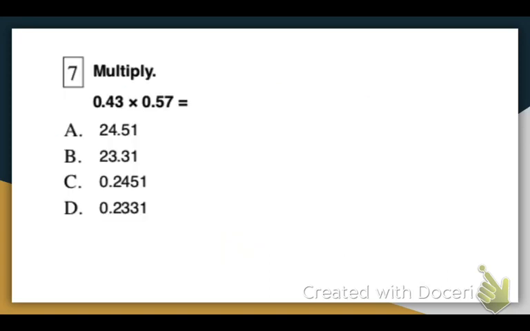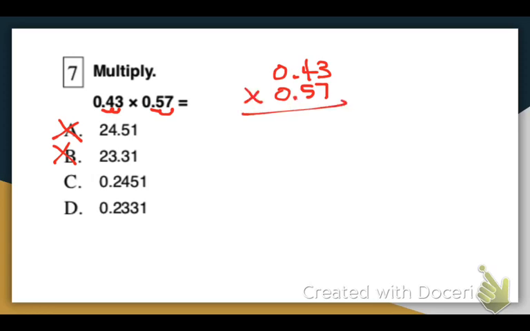Okay, problem 7, multiply. Well, I'm going to look at these answers here, and when I multiply decimals, I need to count the decimal places in the end, and so I know I'm going to have 1, 2, 3, 4 decimal places. So already I know it's not answers A or B. So now I'm going to multiply it out, and we don't have to line up the decimals even though they look lined up. We're lining up the last digits.